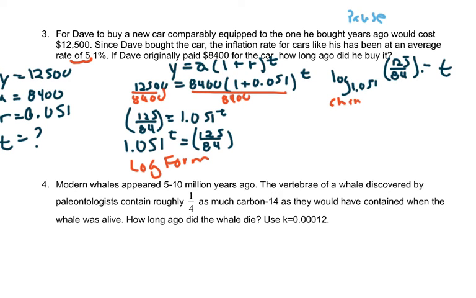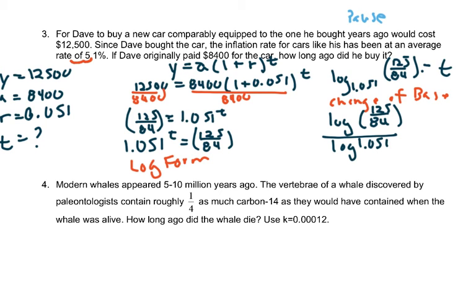We'll then do the change of base. So the log of 125 over 84 divided by the log of 1.051 equals t. Stick this in our calculator, and we get 7.991 equals t.